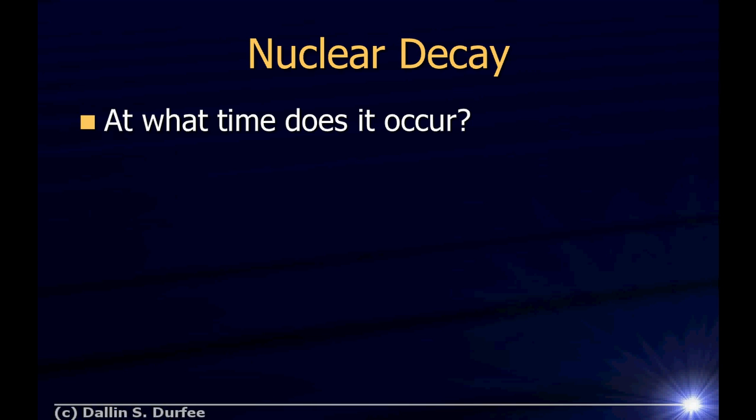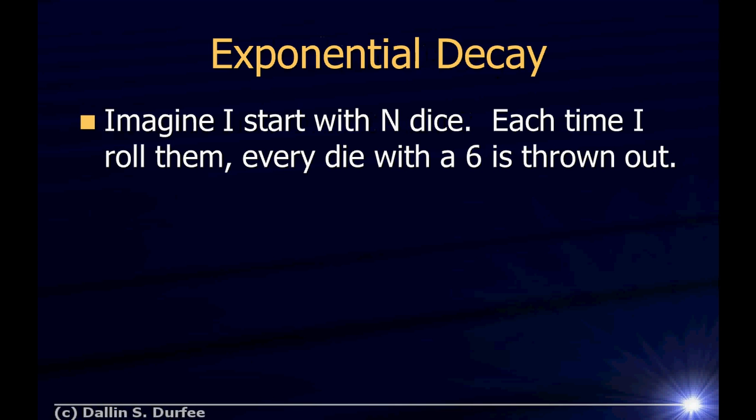All right, so let's imagine it's random. Let's take a simpler problem. Let's imagine I start with n dice, a bunch of dice, and I'm going to roll all of them, and then I'm going to pick them up and roll them again. But every time a die comes up with a number 6, it's thrown out. All right? So this is like nuclear decay, right? In a certain amount of time, some fraction of them will decay, but it's random which ones it will be. All right? So let's imagine this.